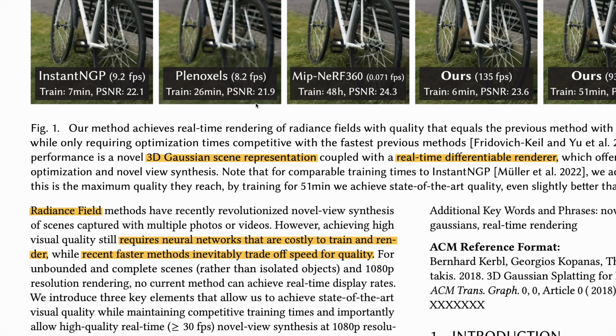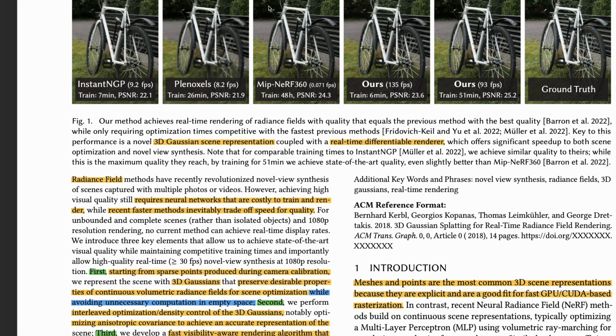But NeRF needs to model the full 3D space, while approaches like point clouds, meshes, or Gaussian splatting only need to model the non-empty space. And therefore, that's a huge gain in terms of compute.